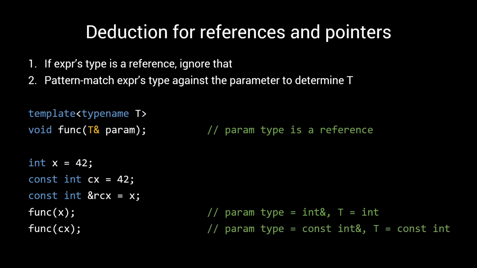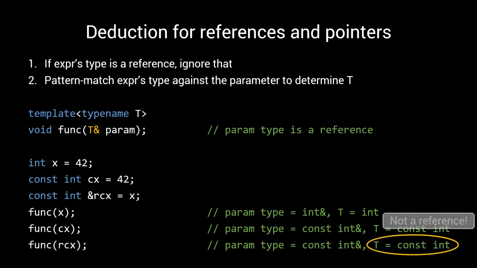If we pass a const int, parameter type will be a reference to const int, T itself will be just const int. Lastly, if I pass in a reference to const int, we see that our parameter type is also reference to const int, but T is just a const int, not a reference. So even though we're passing in a reference, our T itself is not a reference.